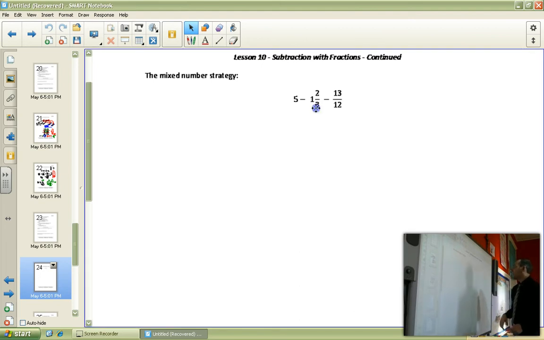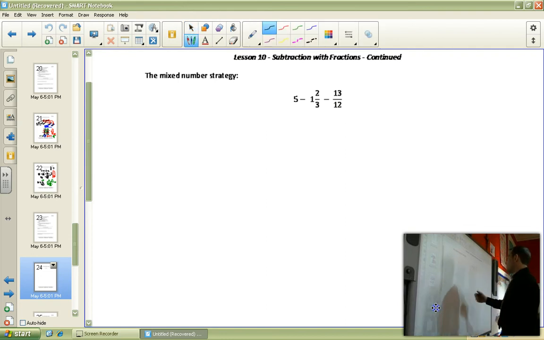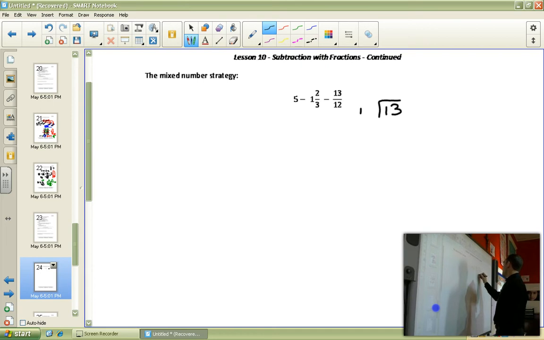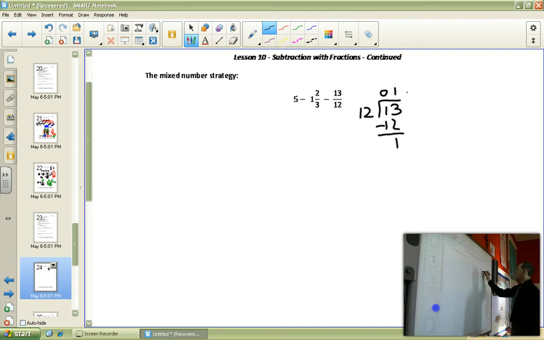And then finally, 13/12 right there. We need to change that into a mixed number. So I'm going to change 13/12. Remember, you need to put the numerator divided by the denominator. 12 is not going to fit into 1, but it fits into 13 one time. Subtract out, and I will get 1. So 1, remainder 1.